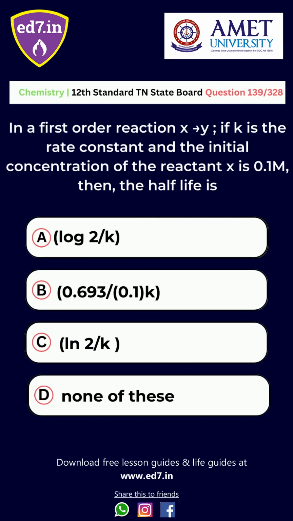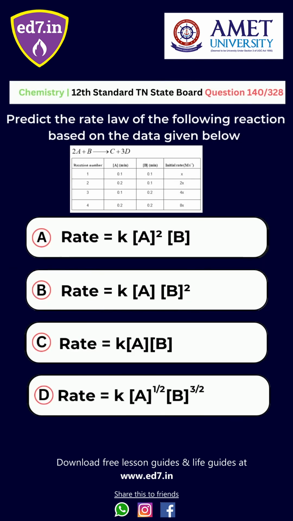Question number 139. In a first order reaction, X gives Y. If K is the rate constant and the initial concentration of the reactant X is 0.1 M, then half-life is option A, log of 2 by K, option B, 0.693 by 0.1 K, option C, log of 2 by K, option D, none of these. The correct option is option B, 0.693 by 0.1 K.